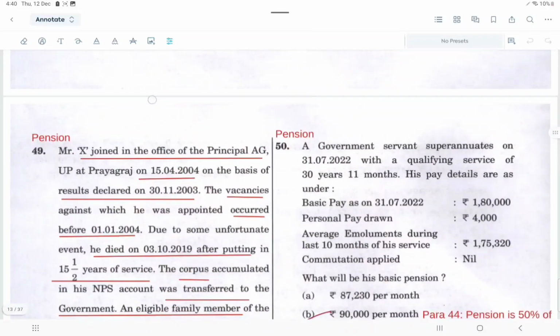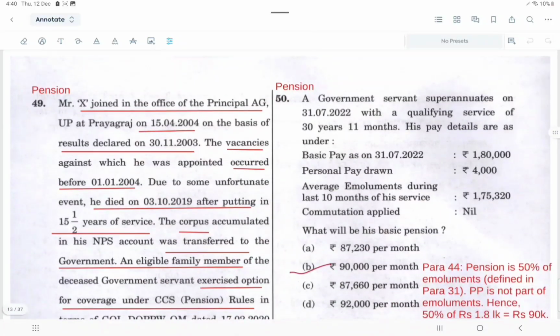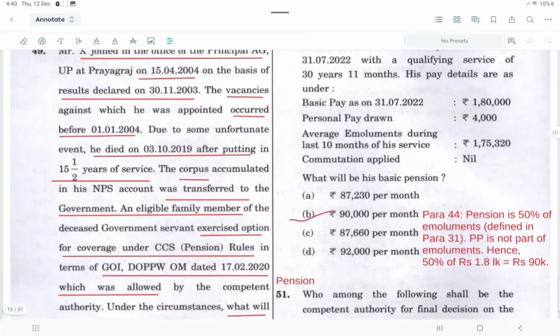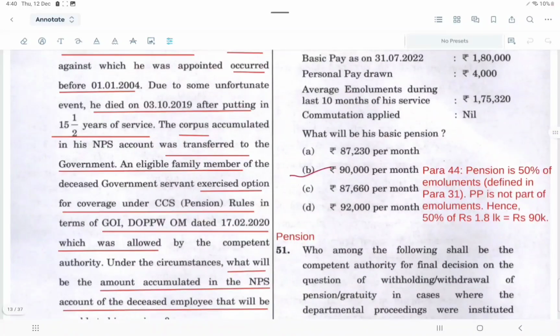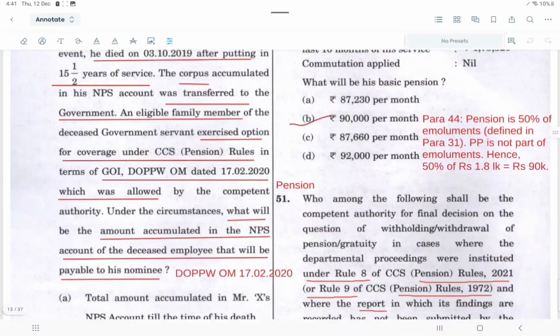It's question number 49, again on pension. Mr. X joined in the office of Principal EG in Prayagraj on this date. On the basis of results declared on November 2003, vacancies occurred before 1st January 2004, which is the key statement. He died in this October 2019 after putting in 15.5 years of service. The corpus was transferred to government. Now an eligible family member exercised the options for coverage under CCS pension rules on the basis of OM dated February 2020, and this change of or exercise of option was allowed by the competent authority.